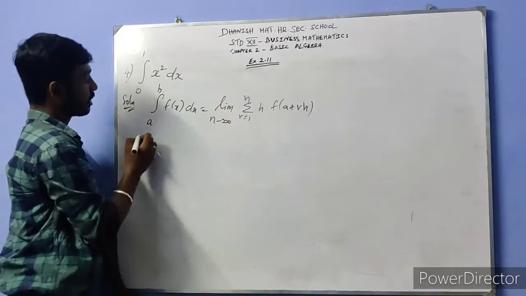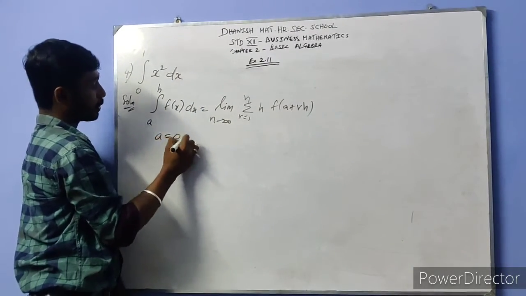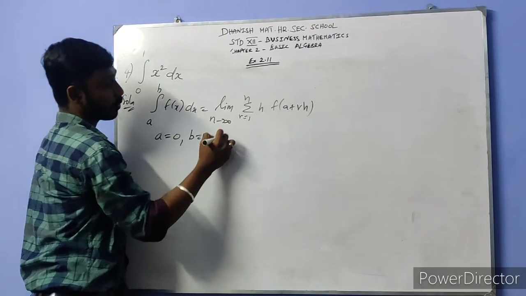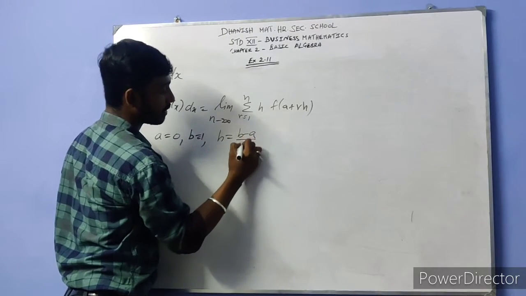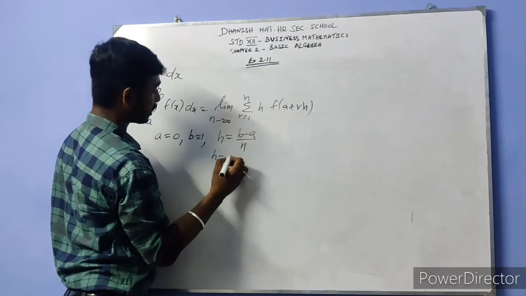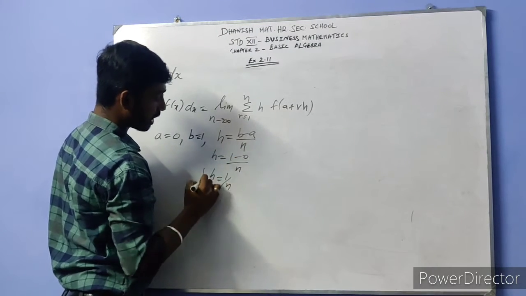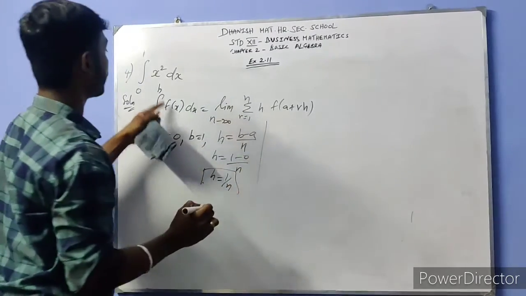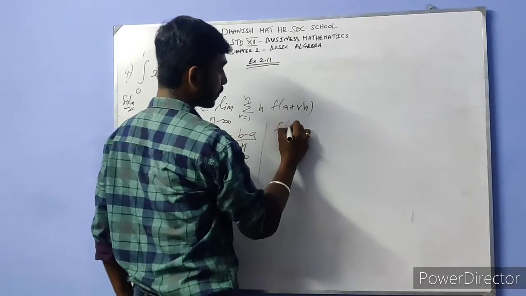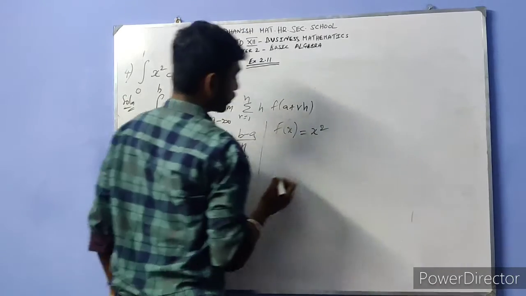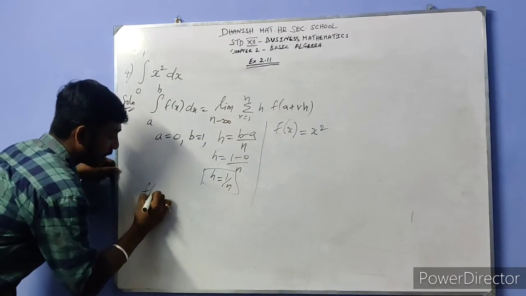So here itself, now we are going to find a is equal to 0, b is equal to 1. What is the formula for h? That will be b minus a divided by n. H is equal to, what is the b value? 1 minus 0 divided by n. H is equal to 1 by n is the h value. What is the f of x value here? That is f of x equal to x square.